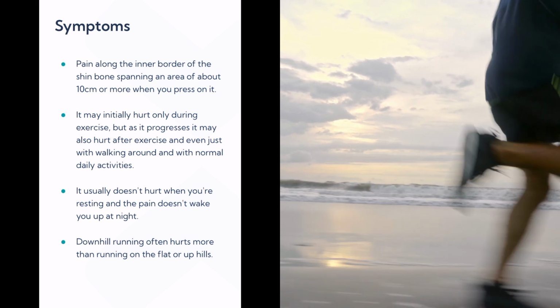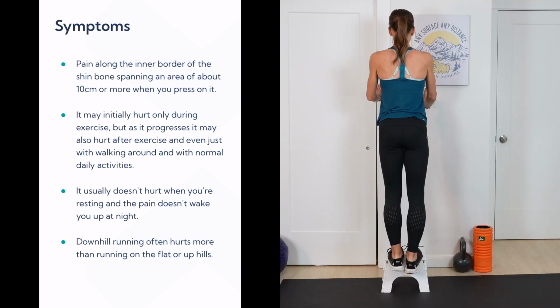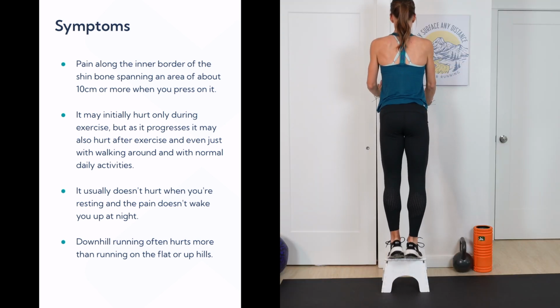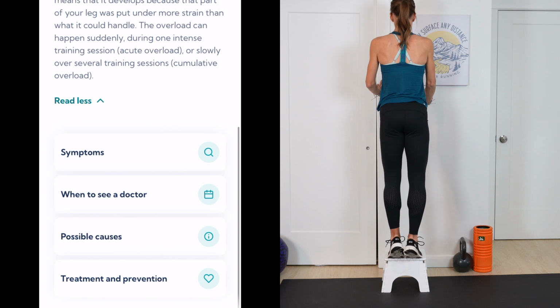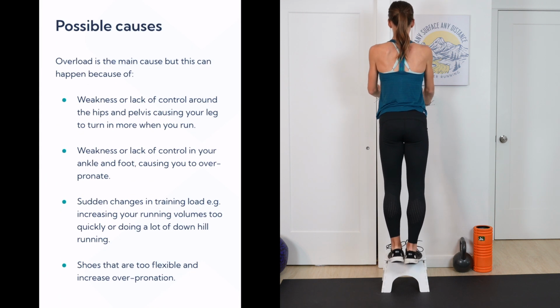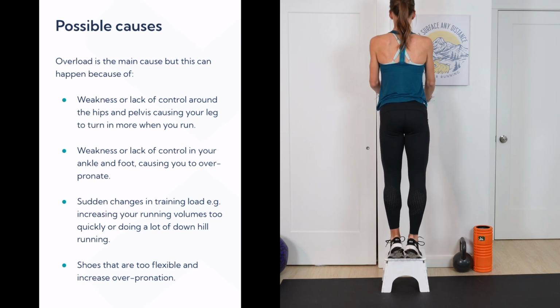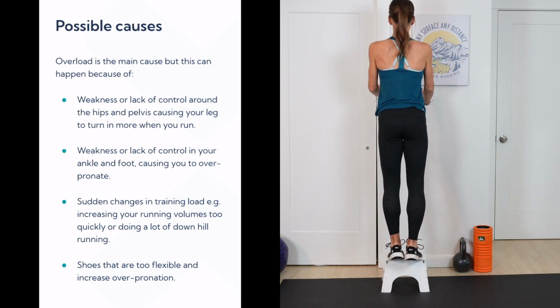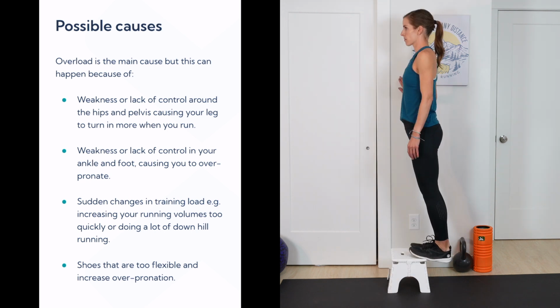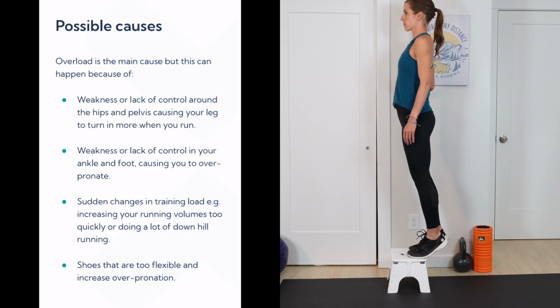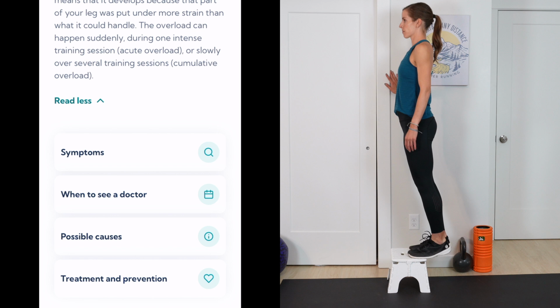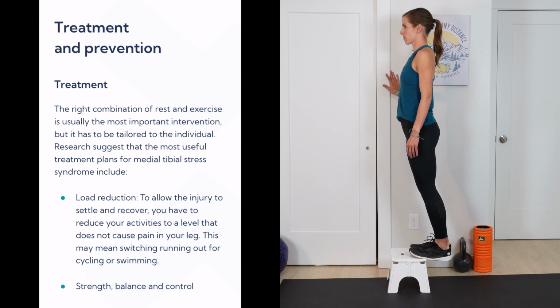With that said, possible causes are weakness or lack of control around the hips and pelvis, causing your leg to turn in more when you run. There could also be a weakness or lack of control in your ankle or foot, causing you to overpronate. Then it is possible that sudden changes in your training load, like increasing your running volumes too quickly or doing a lot of downhill running, can put too much stress on your shin bone.